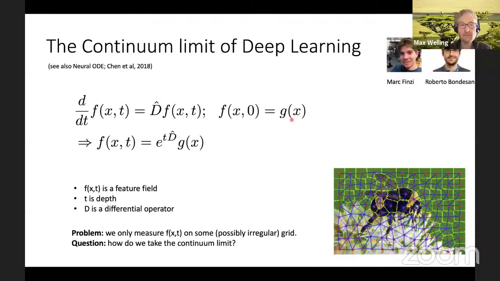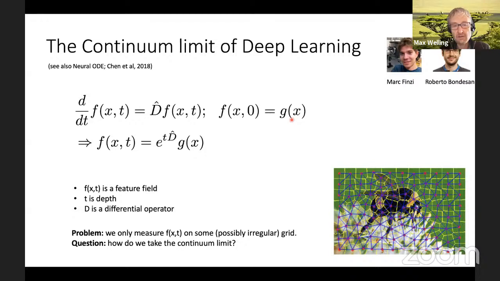Okay, so now we're switching over to a completely different topic, it seems, but I will need this perspective later to talk about quantum bits. Now, this is work with Mark Finzi and Roberto Bondeson.